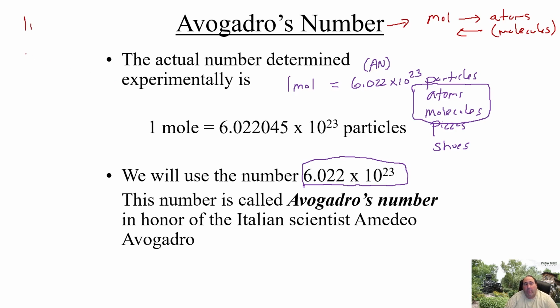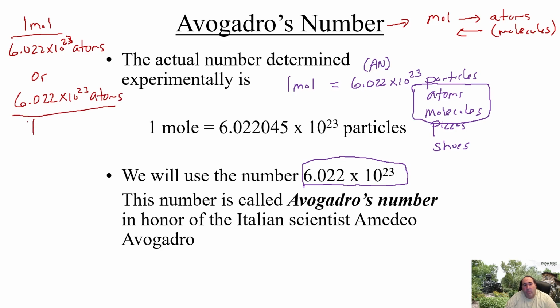We could write in 1 mole, there is 6.022 times 10 to the 23, and I'll just use atoms as my units here. Or we could write the conversion factor flipped around, the opposite way. So we could write 6.022 times 10 to the 23 atoms over 1 mole. So this is a conversion factor that we would use to go from moles to atoms or molecules, or really backwards.